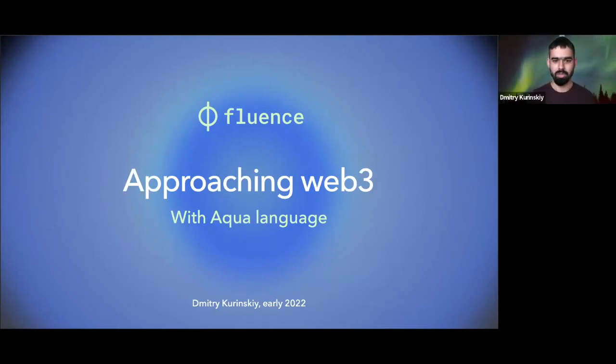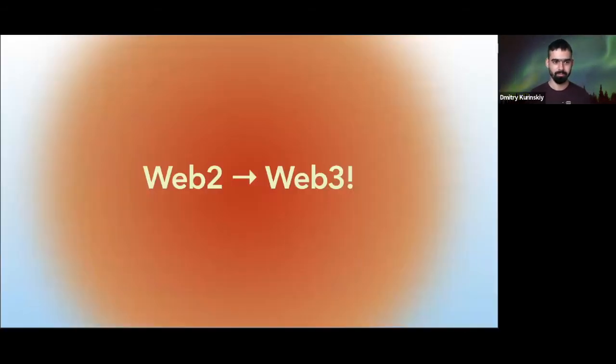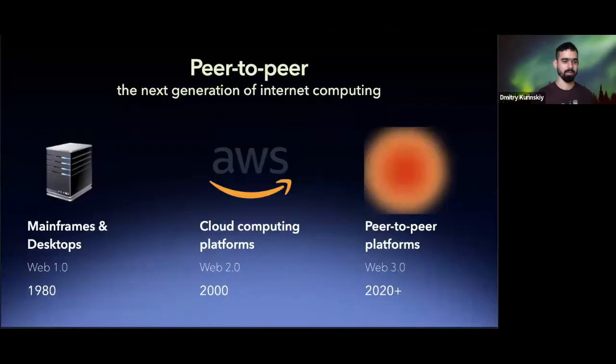It's about approaching Web3 with Aqua language and how Aqua language and Fluence in general can help. So it seems like we're in the middle of transition from Web2 to Web3 over the last years. And it seems like peer-to-peer is the next generation of internet computing. And these generations change periodically.